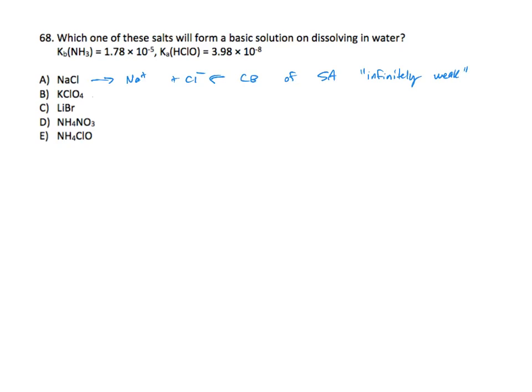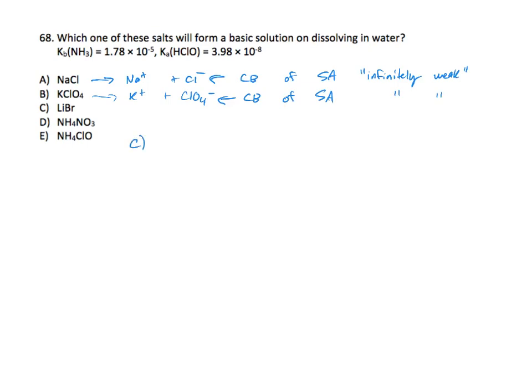Second, we have KClO4. This will dissociate to K+ and ClO4-. ClO4 minus is the conjugate base of perchloric acid, which is a strong acid. This is also infinitely weak, therefore also that will have no effect on the pH. Potassium plus is also a group 1 metal, just like sodium, so it has no effect on the pH. So we would expect B for potassium perchlorate solution. Have I been calling it chlorate? It's perchlorate solution. We would expect that the pH of that solution would also be neutral.